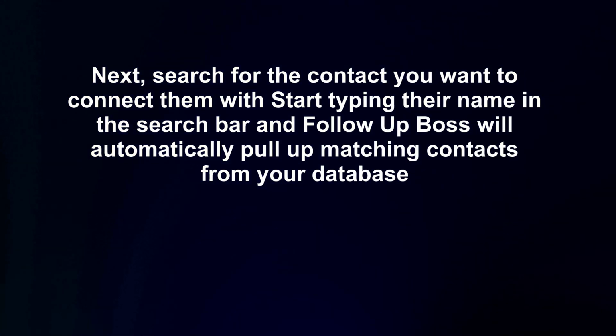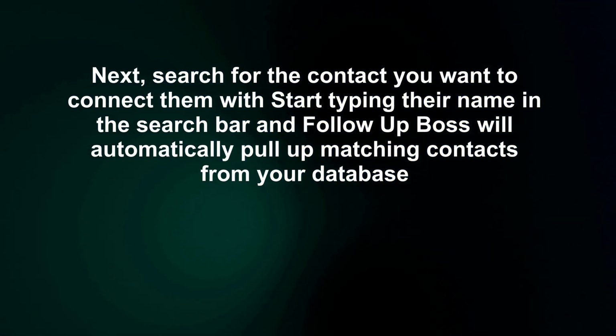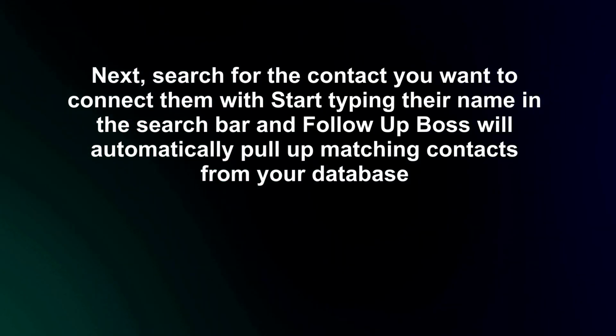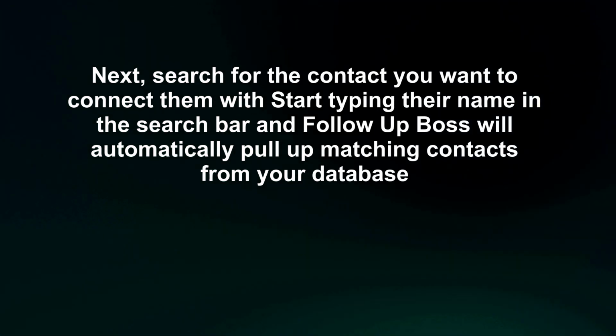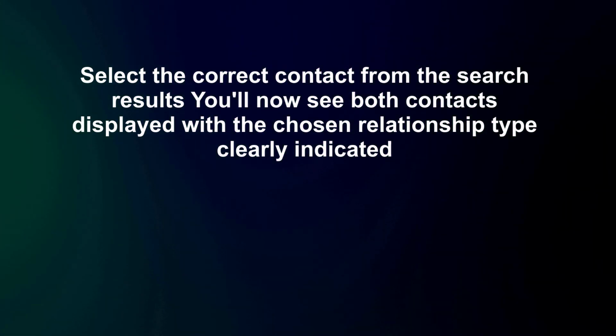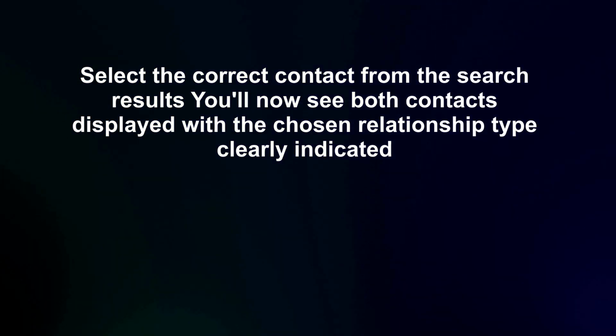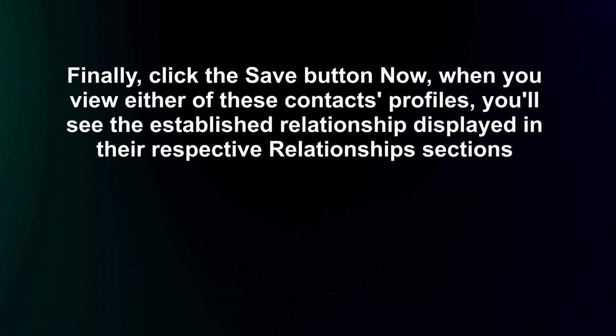Next, search for the contact you want to connect them with. Start typing their name in the search bar and Follow Up Boss will automatically pull up matching contacts from your database. Select the correct contact from the search results. You'll now see both contacts displayed with the chosen relationship type clearly indicated. Finally, click the Save button now.